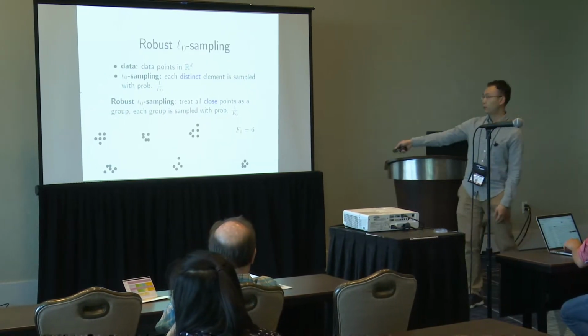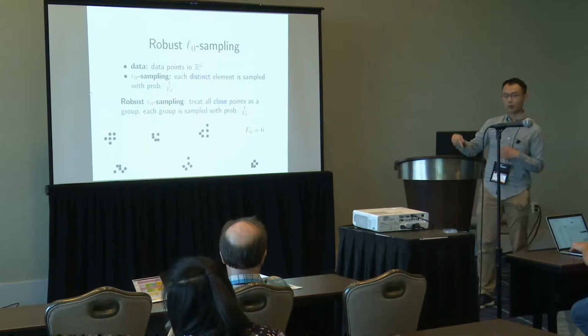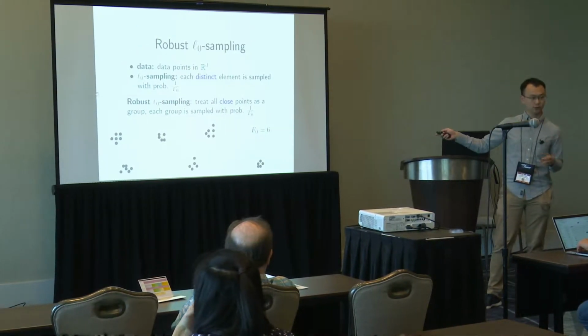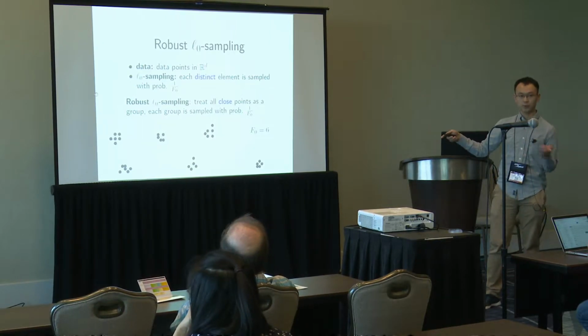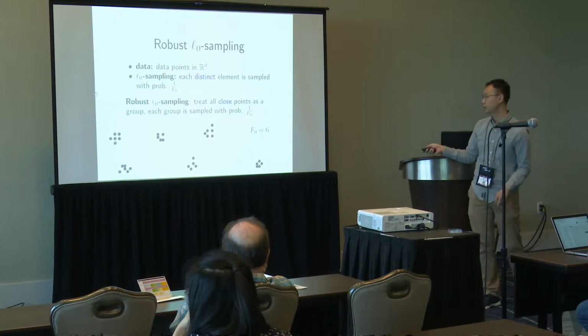Here is an example. We have a bunch of data points, and we can group them into 6 different groups. We want to sample from those groups, and each group is sampled with 1 over 6 probability.